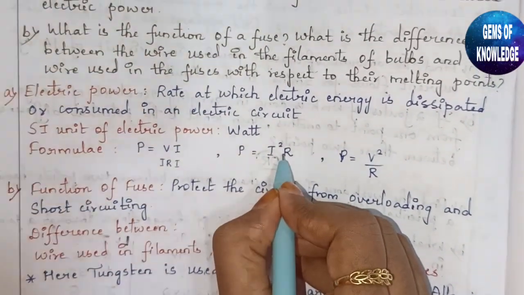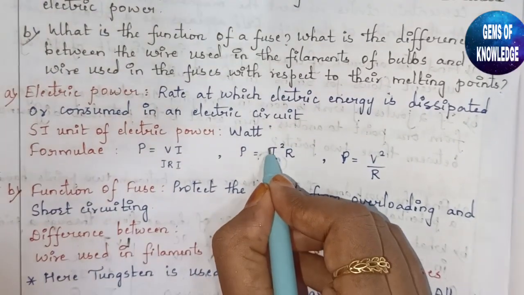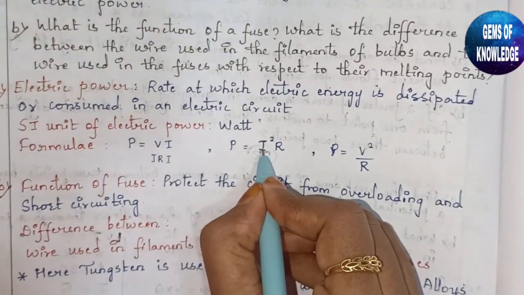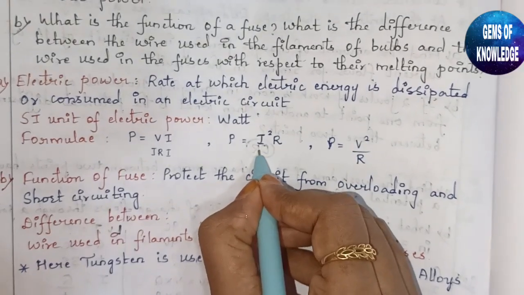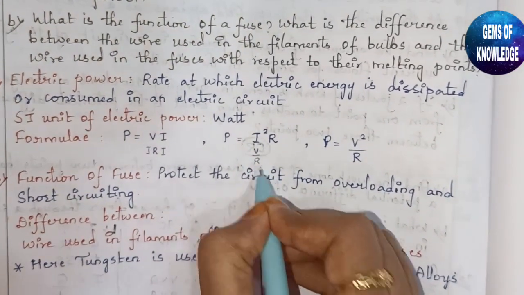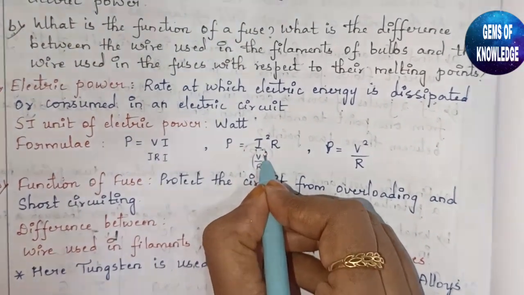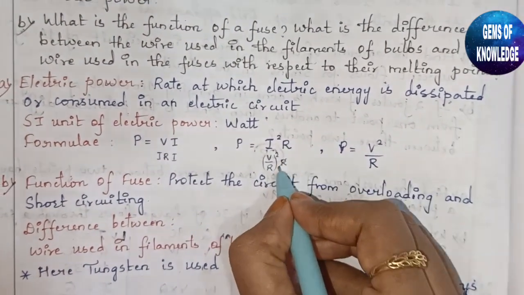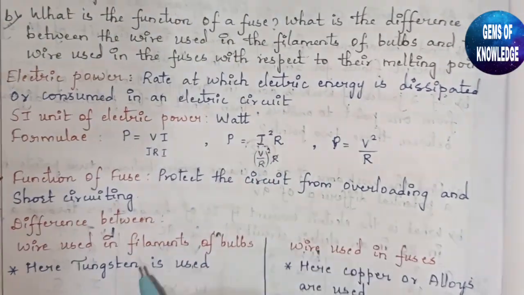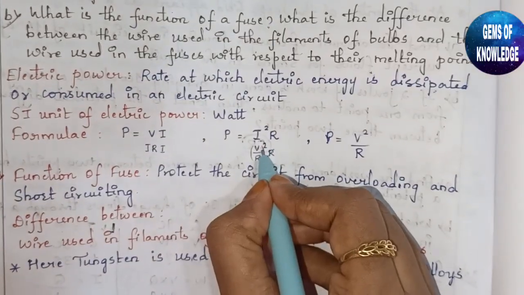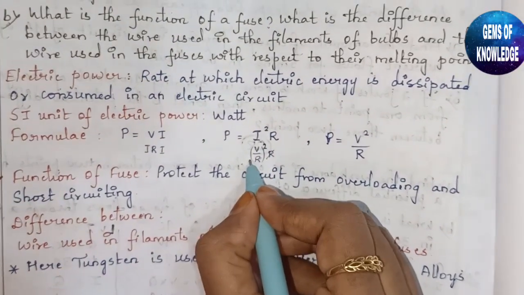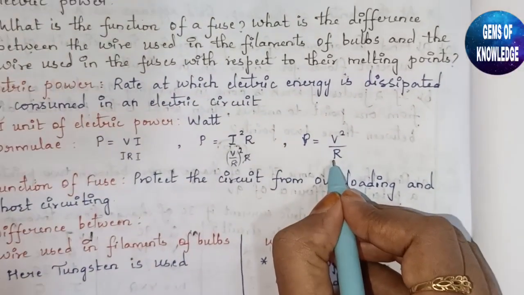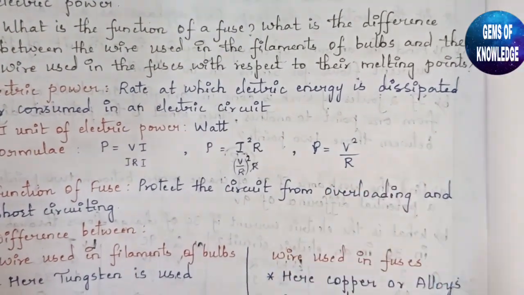Again, for this I squared R, if I take the value of I according to Ohm's law, I equals V by R. That is squared, and into R is present. One R from here and one R from here cancel. This is squared, correct? It means one more R is remaining. It will become V squared by R, and that R is as it is. So P equals V squared by R. This is the third formula.